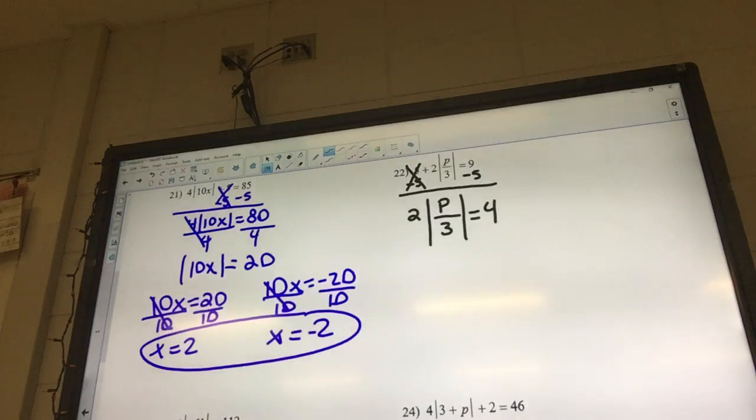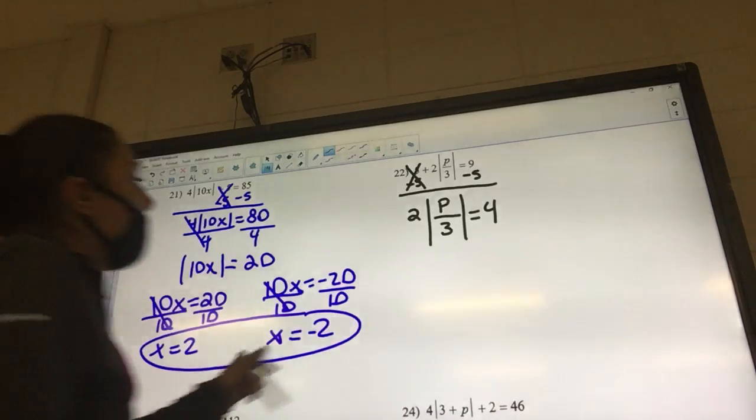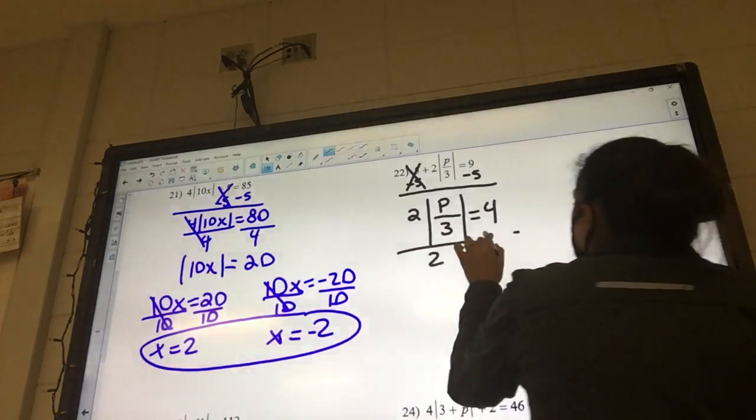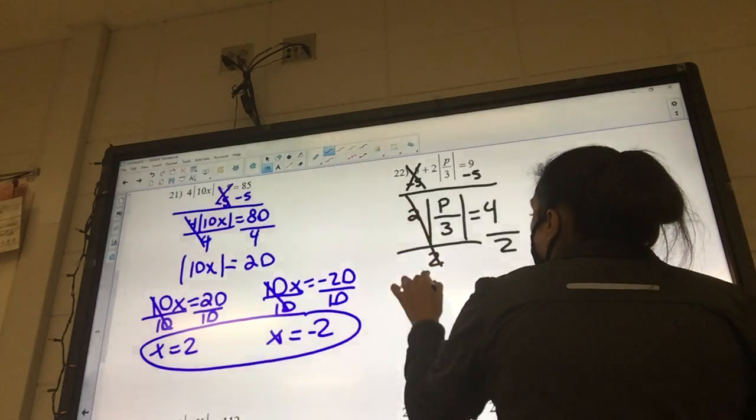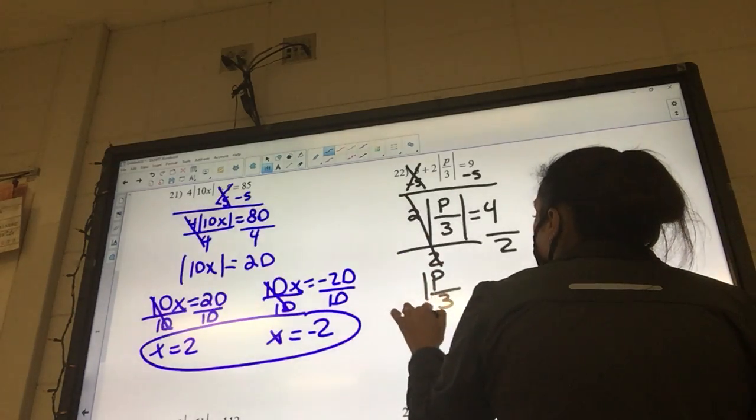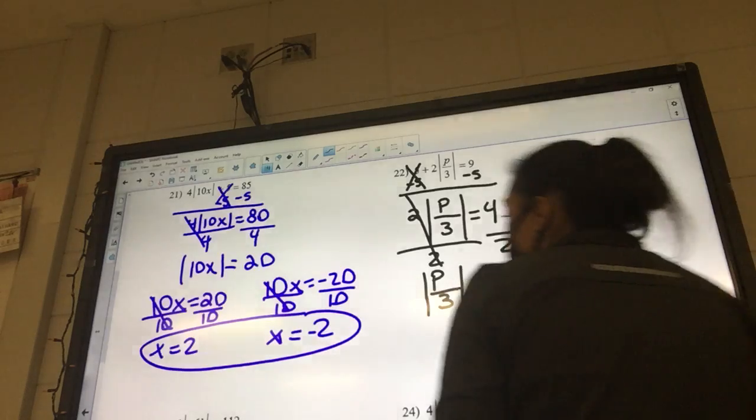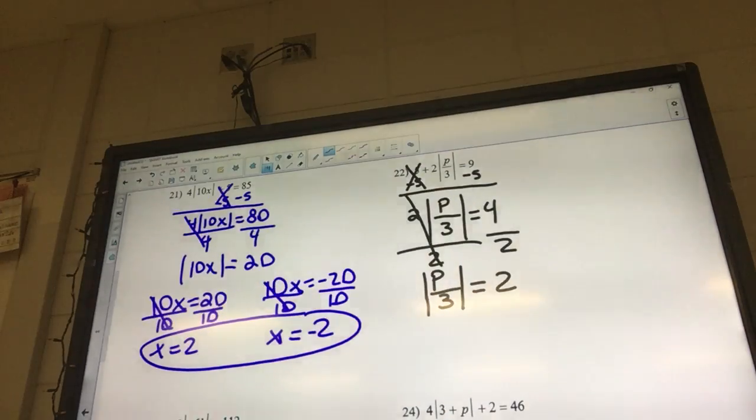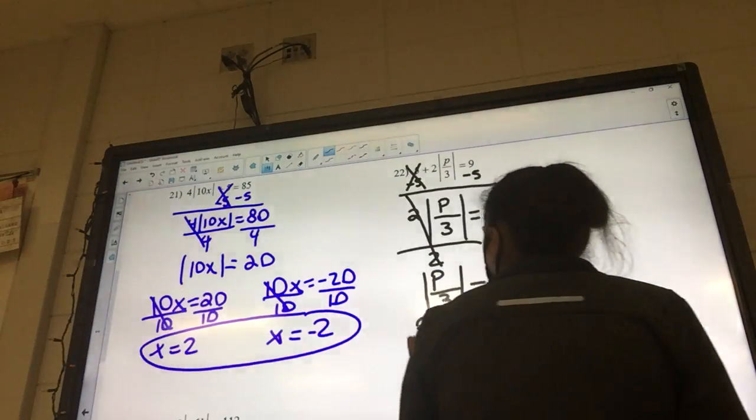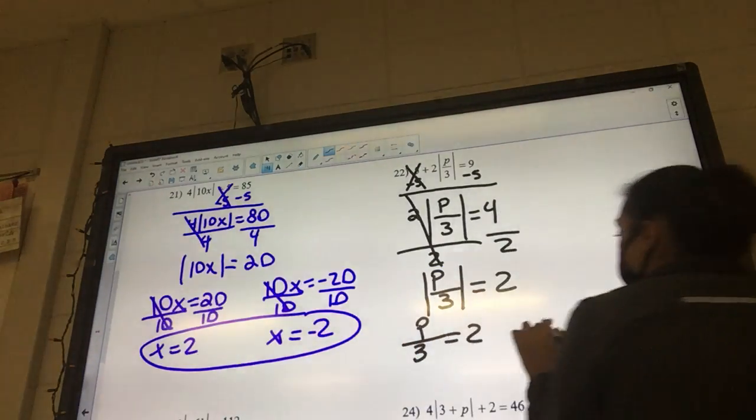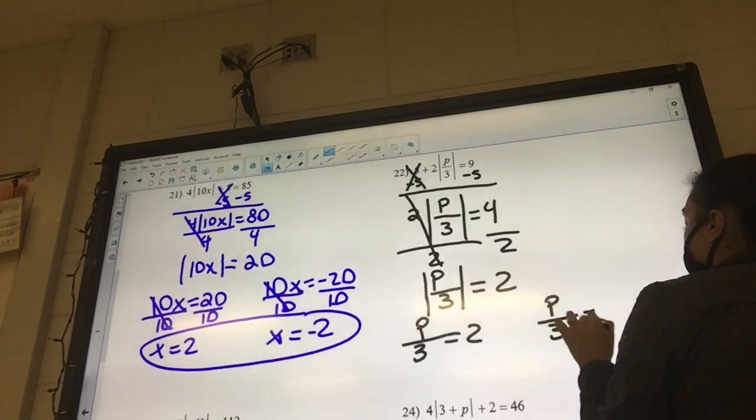Our next step would be to multiply or divide. And in this case, it's multiplied by 2, so we really need to divide it by 2. Okay, so draw your little division symbol and divide both sides by 2. So I got p over 3 equals 2. Is my absolute value all by itself? Yeah. So now what am I ready to do? Write it 2 times and make it a negative. So p over 3 equals 2, and p over 3 equals negative 2.